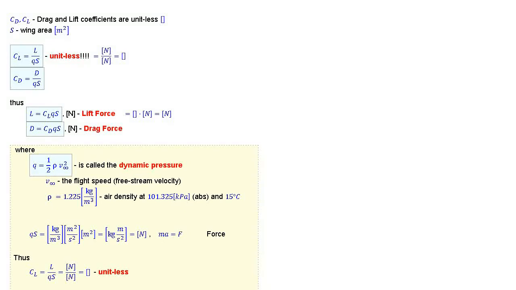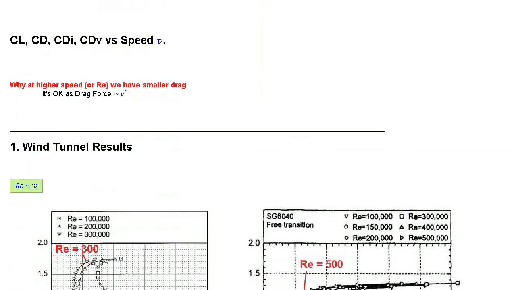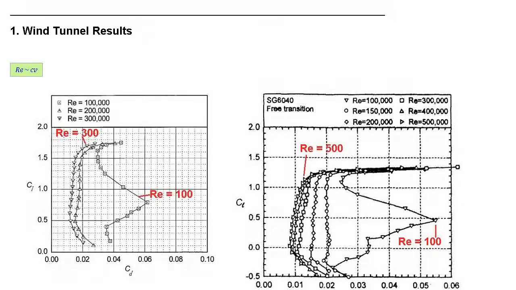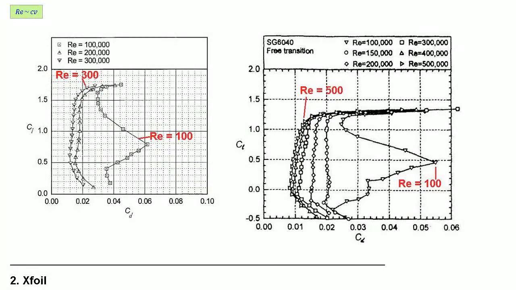Now we are ready for the confusing part. While studying wind tunnel data, I found that it's more efficient to fly fast. Reynolds number is proportional to the speed, so at higher Reynolds number, for instance here, you have minimum drag. The same is true for this graph and for many other graphs.